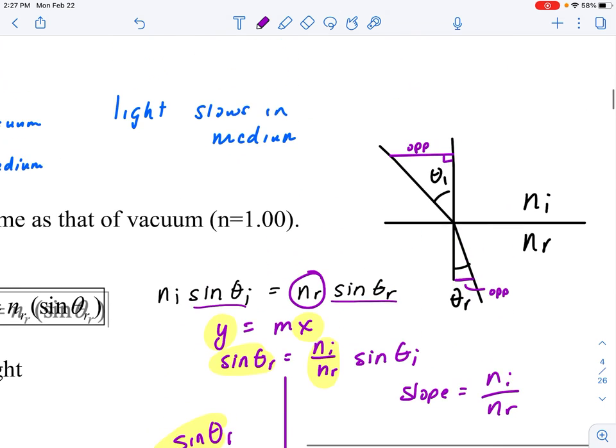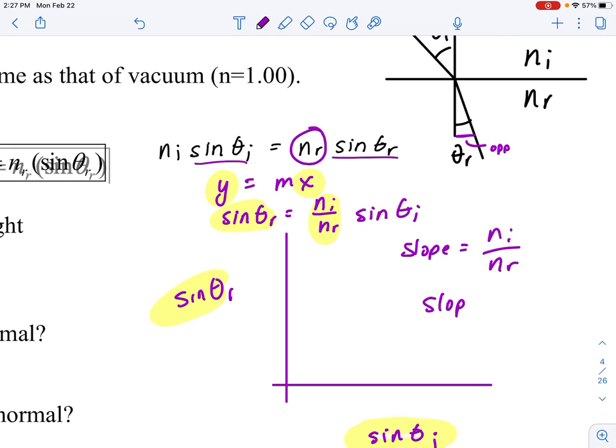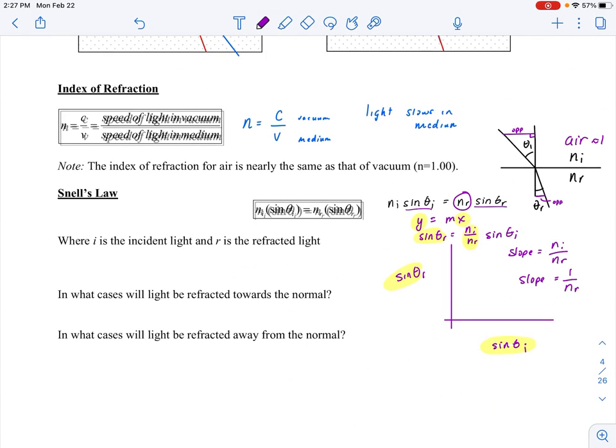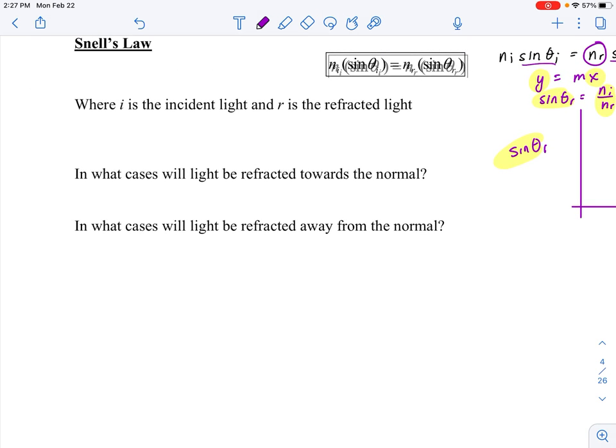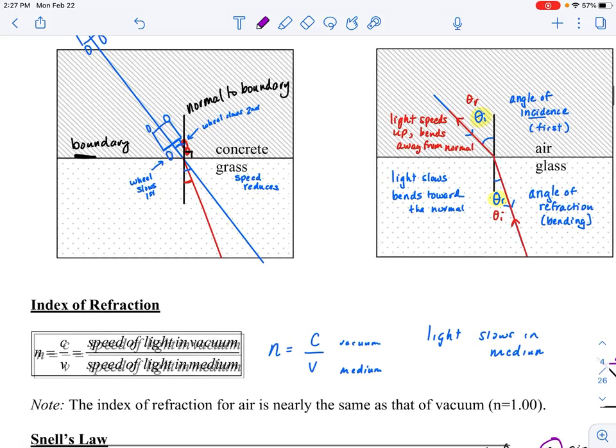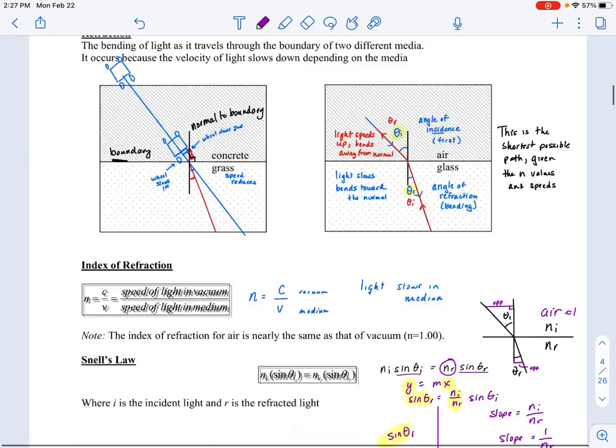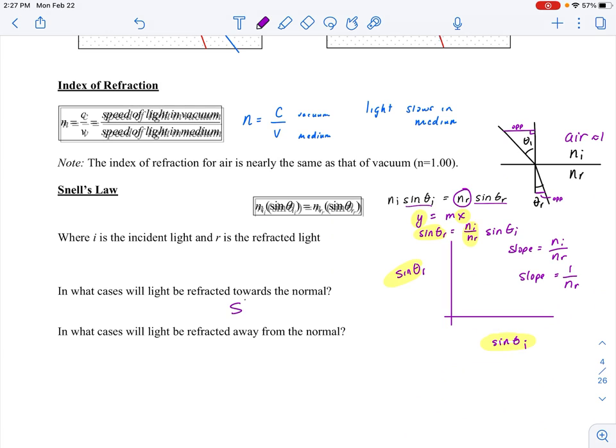Pretty cool, huh? If ni happened to be air, which is about 1, then the slope would be 1 over the index of refraction of the material that I'm studying. And again, that's what our lab is all about. Okay, so let's answer these two questions. In what cases will light be refracted toward the normal and away from the normal? So if I go back up here, we saw that it goes toward the normal when the light slows down, and it goes away from the normal when it speeds up.